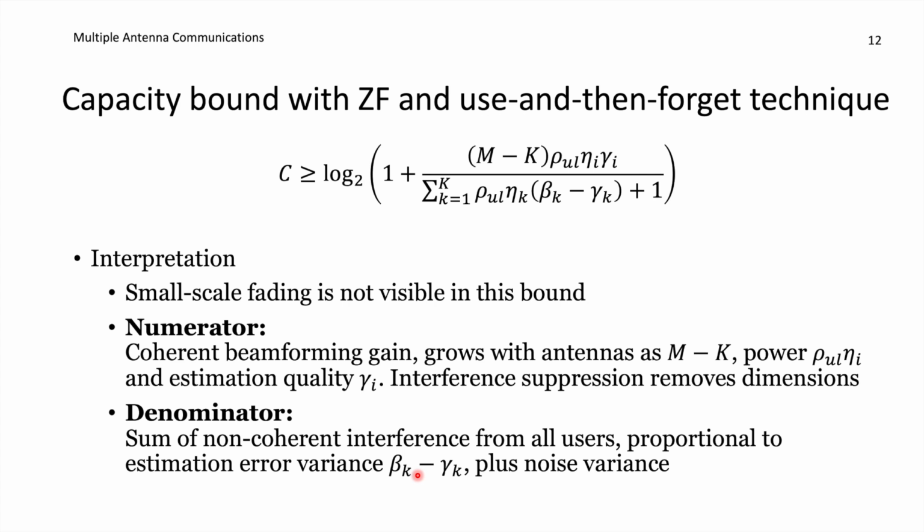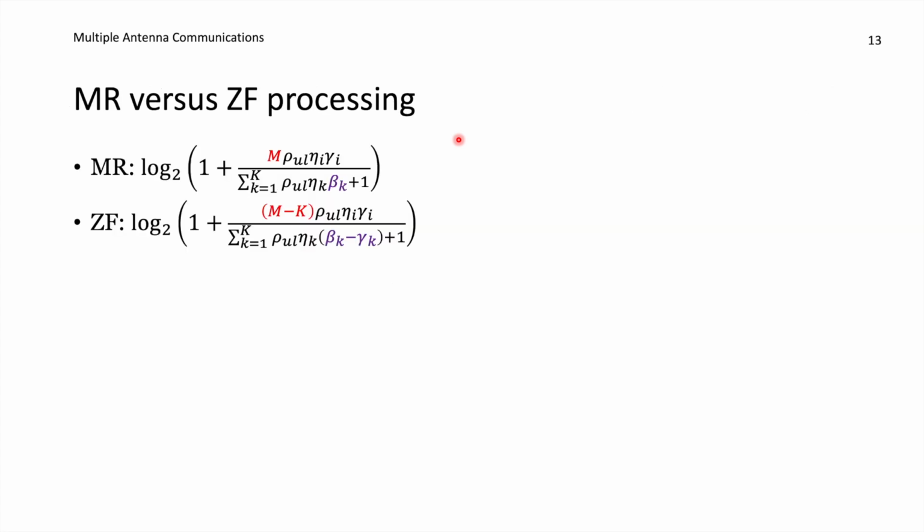So we get less interference, but the price to pay is this reduction in beamforming gain from M, which is what we have with maximum ratio, to M minus K, which is what we get with zero forcing. If we compare the expressions with maximum ratio and zero forcing side by side, everything looks the same, except that where maximum ratio had an M, which was our beamforming gain, with zero forcing we get M minus K, because we are losing some dimensions when we cancel out the interference.